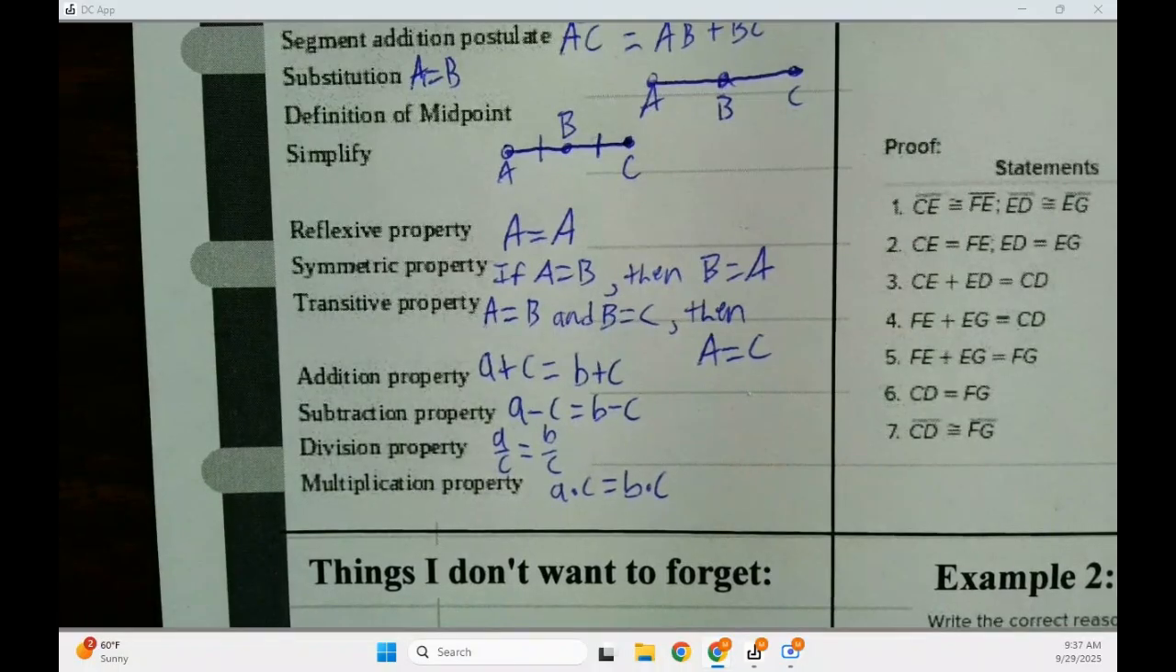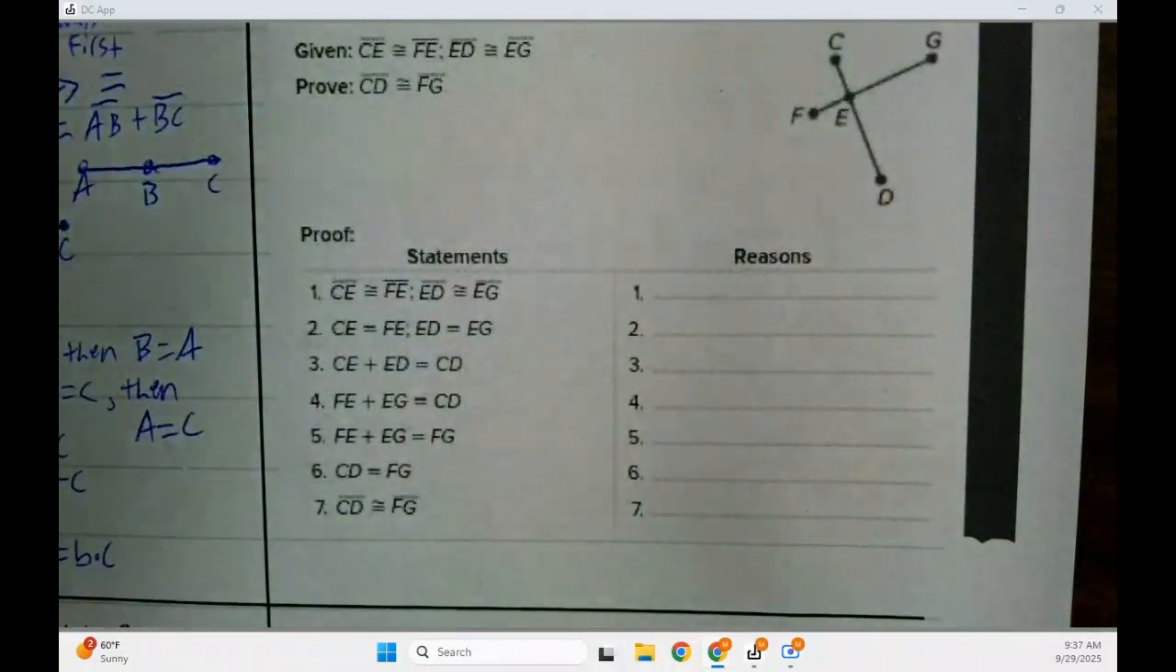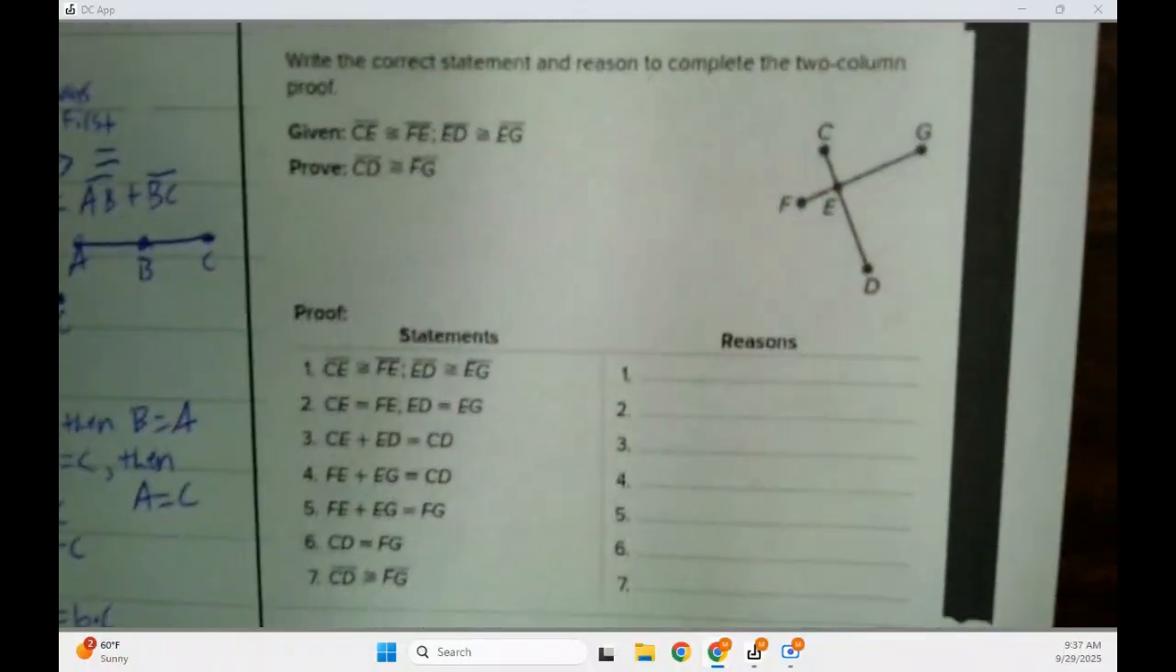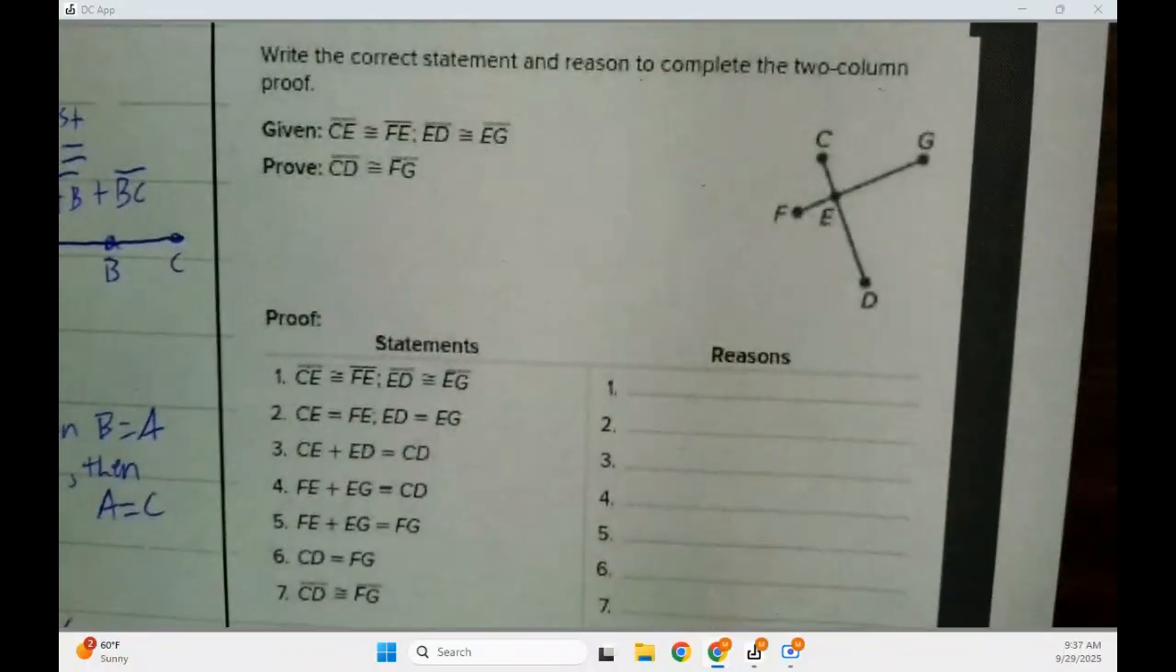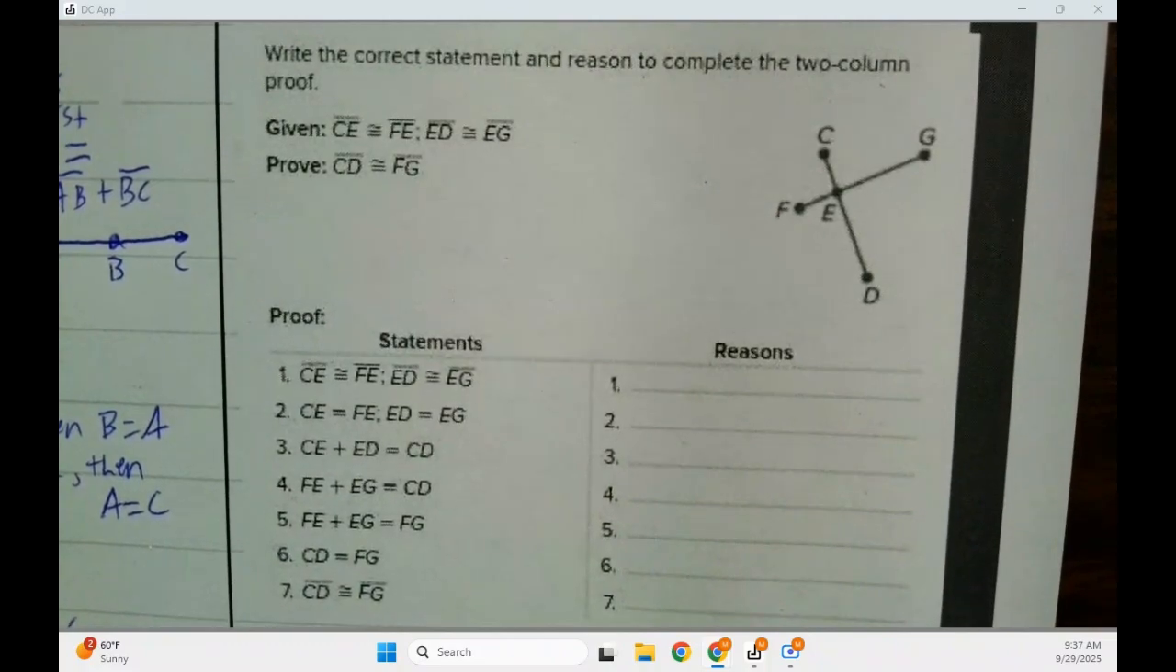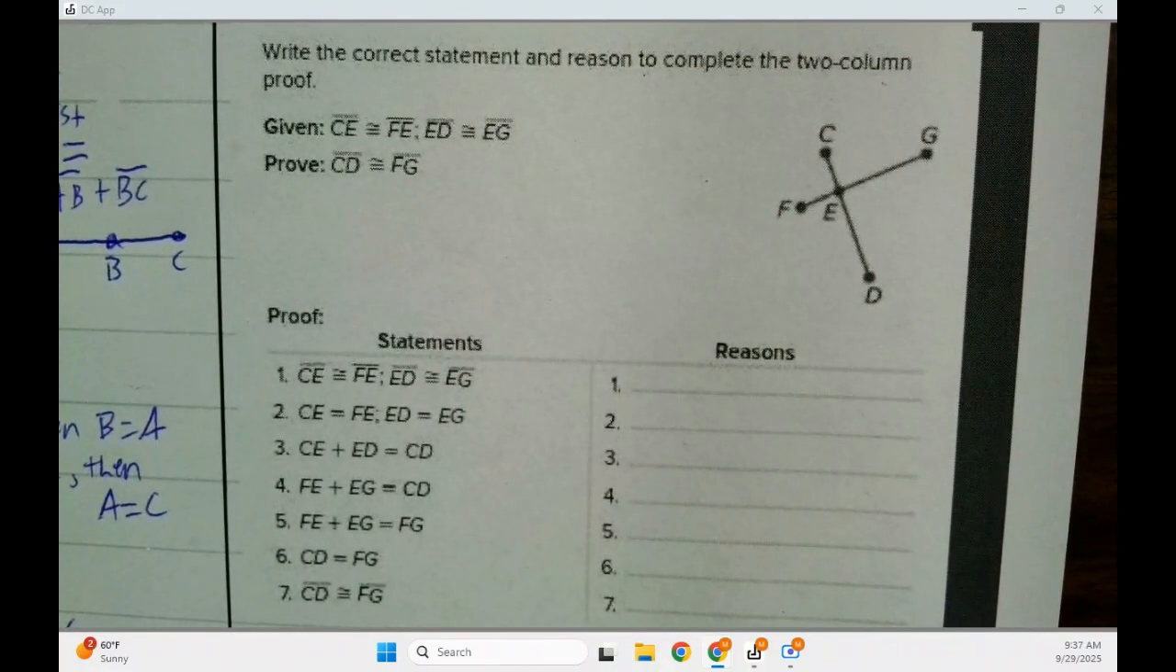Okay, let's see the value of what in the world we use these for. So here's what we've got. It says we need to write the correct statement and reason to create a two-column proof. You know when I told you guys we were going to have like the math on one side and then like you were giving me the reasons on the other? That is called a two-column proof because you have two columns. So let's look at it.